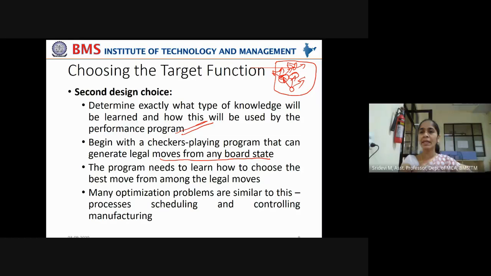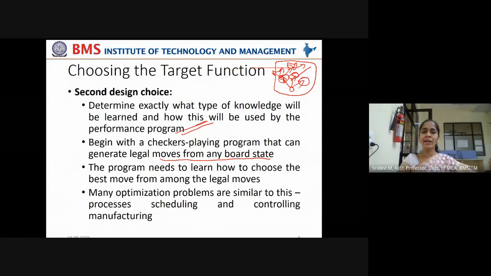These are all the legal moves, but this may turn out to be the best move so that it results in winning the game. Okay, so that kind of optimization has to be learned by the learning system. So many optimization problems are similar to this, right?